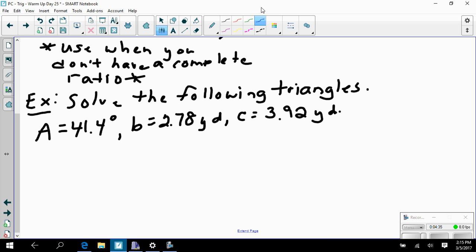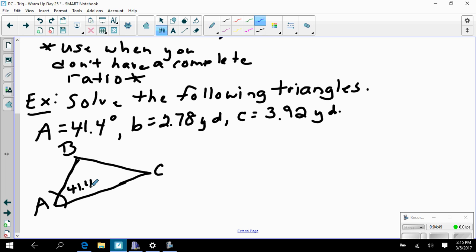Okay, so first thing you want to do definitely is draw out your triangle. So here's A, B, and C. And A is 41.4. Across from B, we've got that 2.78. Across from C, we've got that 3.92. So we've got to find angle B, angle C, and this side here. So, do you have a complete ratio? I only have one angle here. I don't have the side across from it. So no, I don't have a complete ratio. So I have to use Law of Cosines.